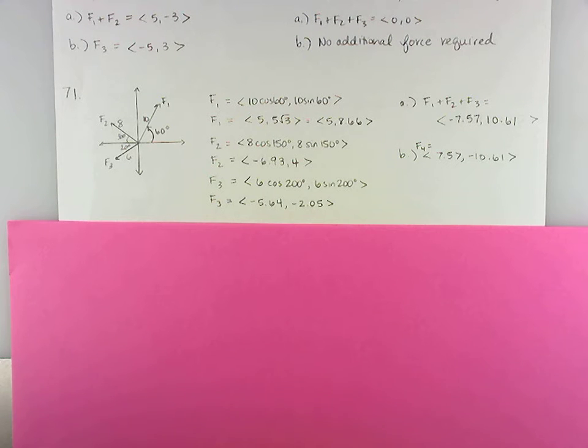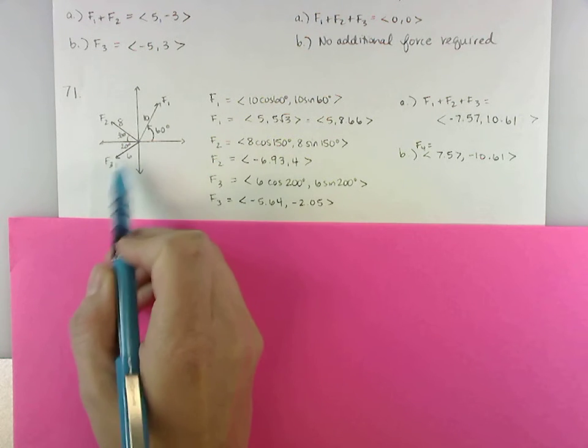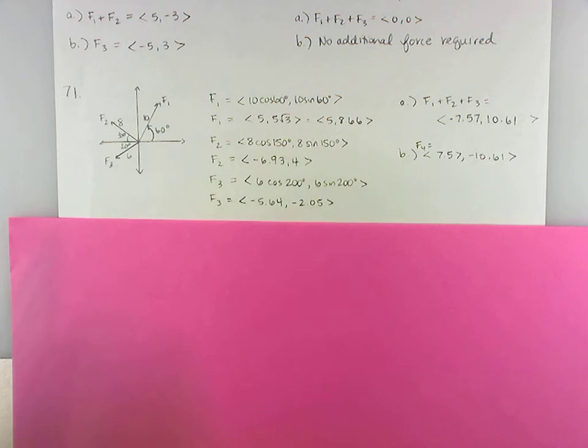How did you guys do on 71? Pretty good. Are some of you using this as a negative vector? Okay. Because you could use the magnitude as negative. Okay, you guys ready for 72?